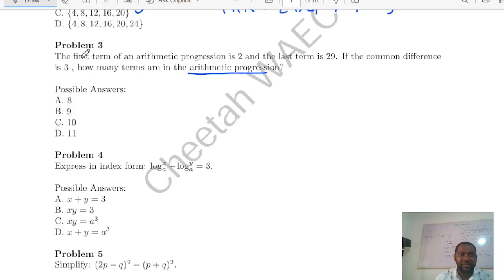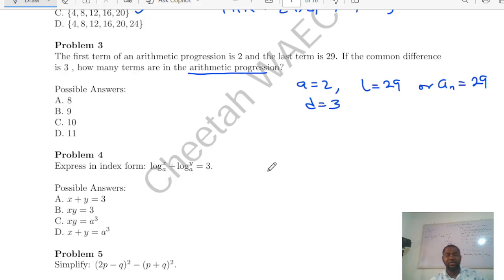First of all, the first term of an arithmetic progression is 2, so that means A is equal to 2. And the last term is 29, that means L equals 29. We don't know what the value of n is. You can write it as L, or you can just simply say AN is equal to 29, or TN, whichever. The common difference D is equal to 3. How many terms are in the arithmetic progression? I think this is quite easy.